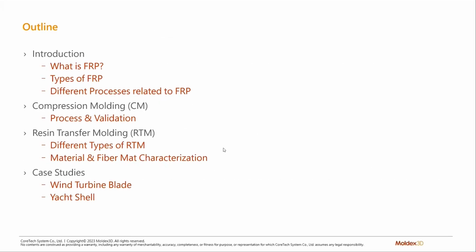All right, so a quick outline here. First of all, we're going to be going over what fiber reinforced polymers are, the different types of them, and what the different processes related to FRPs are. We're going to be going over specifically in this meeting compression molding and resin transfer molding, two processes that have really boosted in popularity over the last 5 years or so.